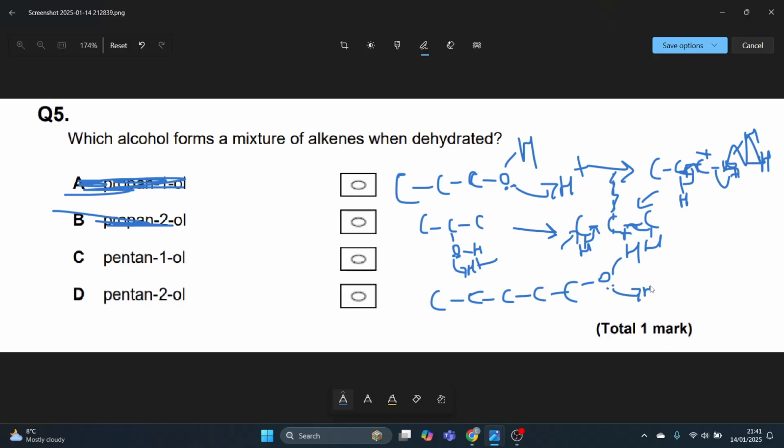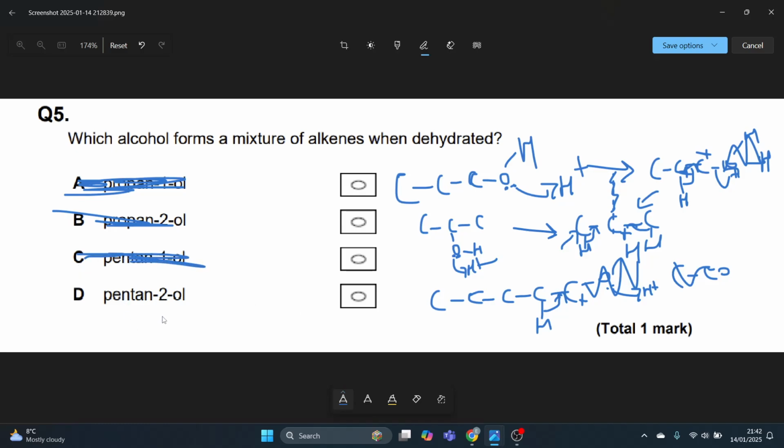Electrons, bonds here, H+, then you've got this, and then the OH molecule leaves, carbon's positive, CO bond breaks, and now this carbon's positive, right? Well then, all that happens is you form a double bond there. And therefore, the answer must be pentan-2-ol.